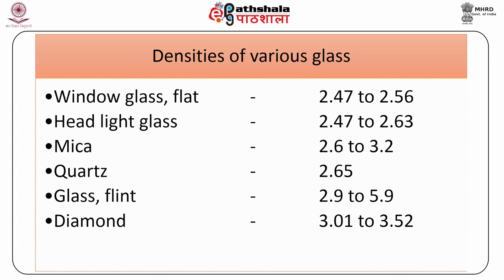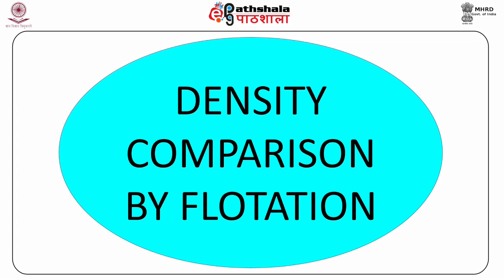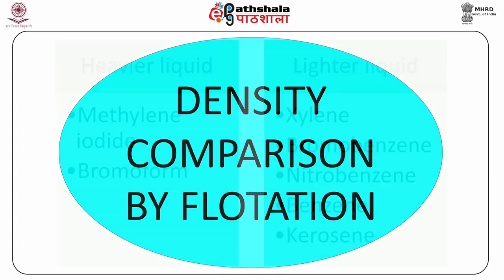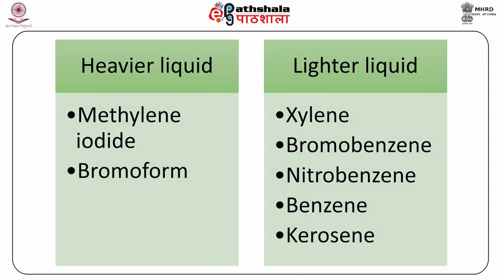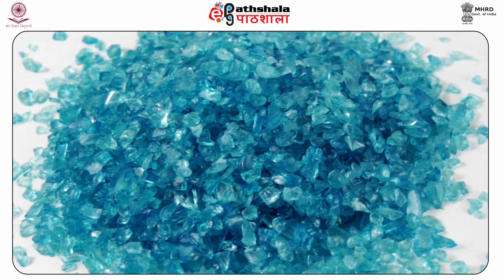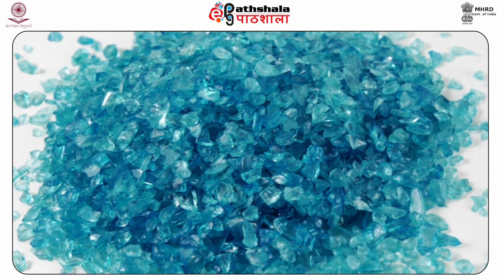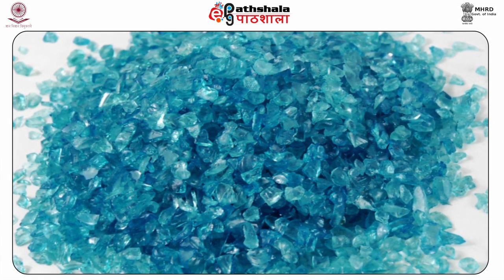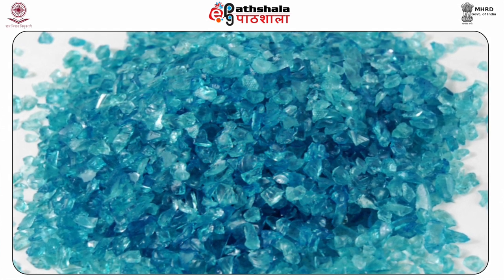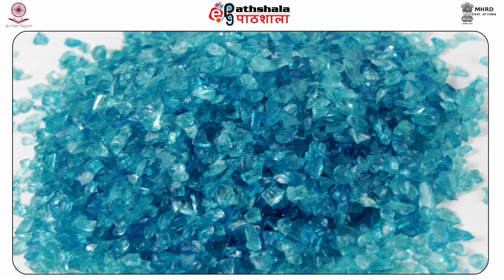Another method used is density comparison by flotation. For the heavier liquid, methylene iodide or bromoform can be used. For the lighter liquid, xylene, bromobenzene, nitrobenzene, benzene or kerosene can be used. For this method, bromoform of density 2.89 and bromobenzene of density 1.52 are selected. The crime and control glass samples are to be crushed so that they become of comparable sizes with similar shape. Each piece of glass is briefly sketched and marked for reference to return it to its original packet after the examination. A clean and dried sample of crime glass particle is placed in a small beaker containing bromoform.